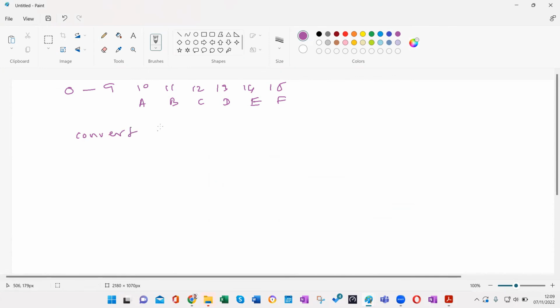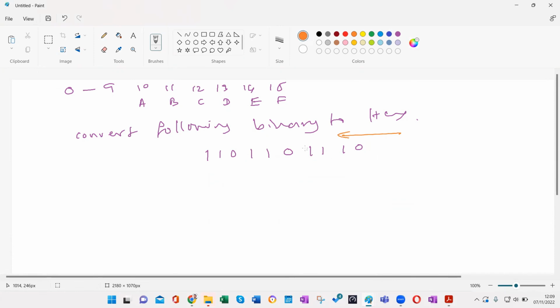Convert the following binary to hex: 1101101110. Okay, what do you do? You start from the right corner, go to the left, grouping them into bits of 4.